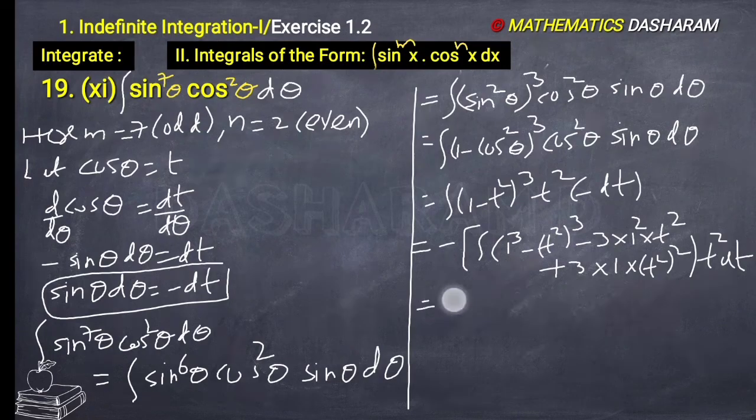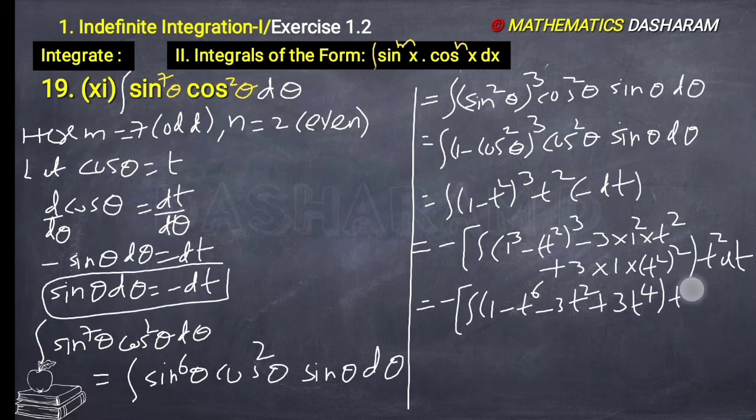It is equals to minus integration of (1 minus t square) whole cube, which is t to the power of 6 minus 3t square plus 3 into 1 into (t square) whole square, that is 3 into t to the power of 4, into t square dt.